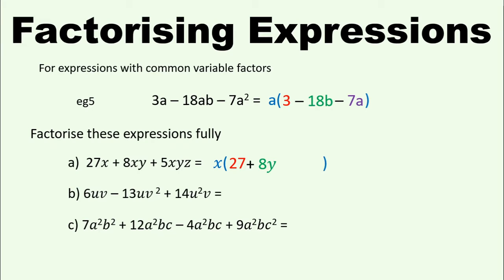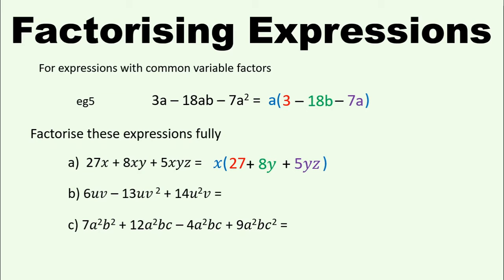My third term, positive 5xyz divided by positive x, will leave me with a positive term, and that would be plus 5yz. Next example, look carefully at the numbers first. 6, 13, and 14 do not have a common factor other than 1. So let's look at our letters. And this is getting a bit challenging here.